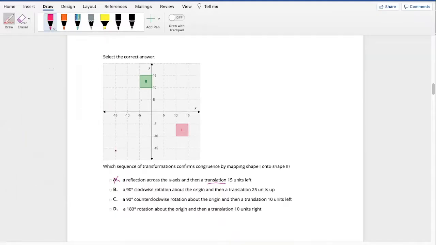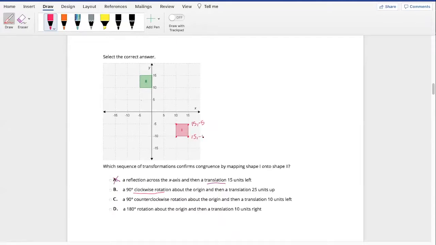All right, the next one, a 90-degree clockwise rotation, and then 25 units up. Well, again, with these rotations and where your points end up, I really like to use those rules. And so let's just think about what these points are. I have a point here at 15, -5.